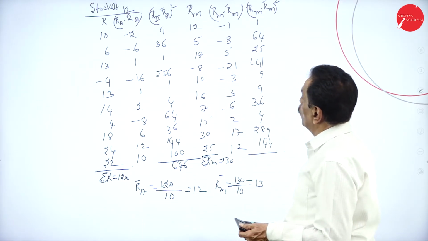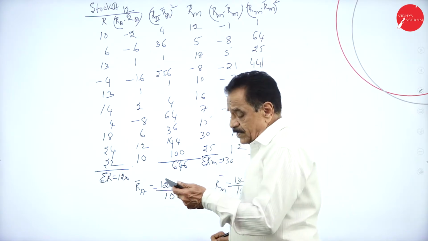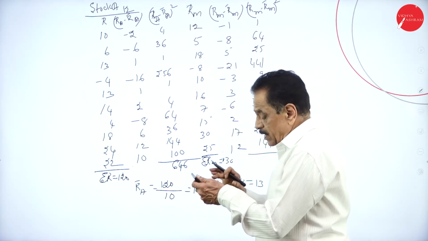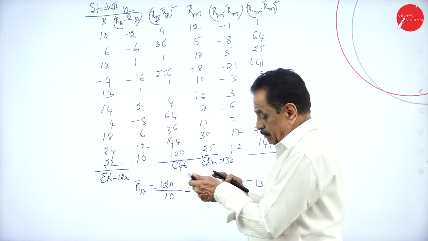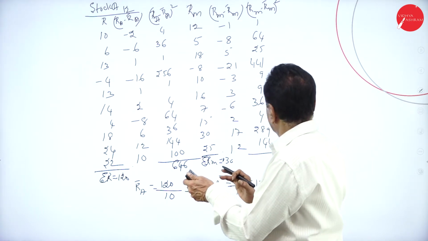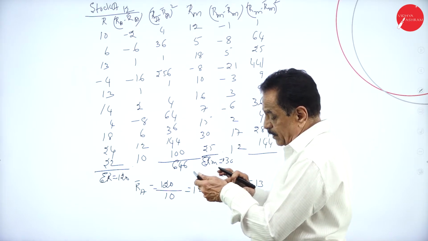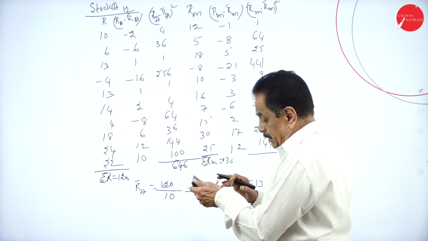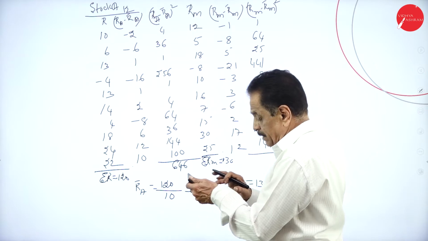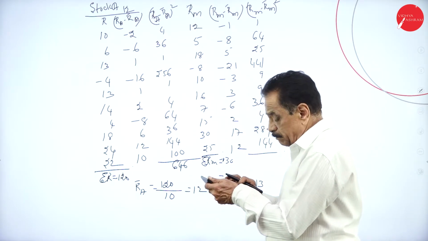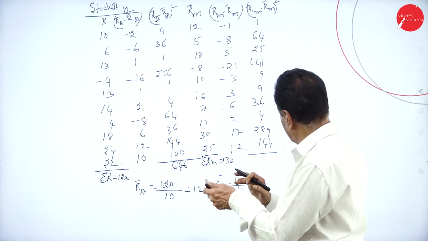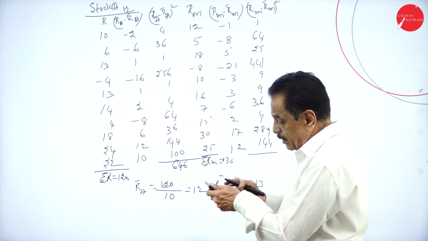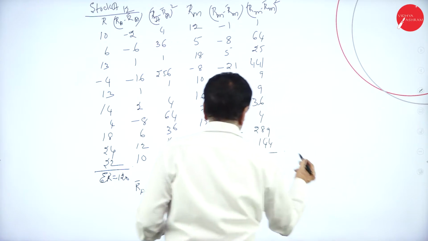R M minus R mean M whole square. The sum of the squares of this: 1 plus 64 plus 25 plus 441 plus 9 plus 36 plus 4 plus 289 plus 144 is 1022.